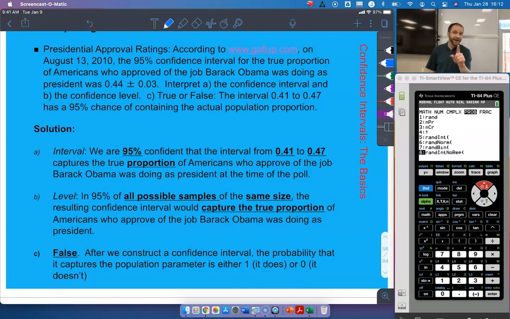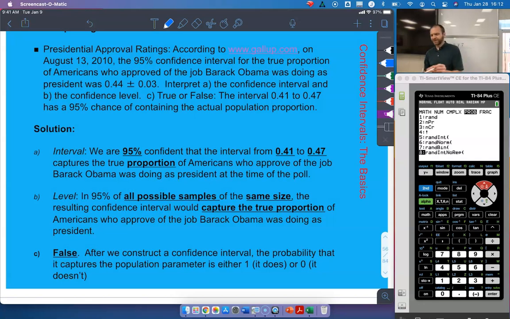The percent chance, by the way, if you want to know, that the interval from 0.41 to 0.47 will capture the true population proportion, is either 0 or 1. Because it either captures it, boom, or it doesn't capture it. It either is going to capture it, 1, or it doesn't capture it, 0.